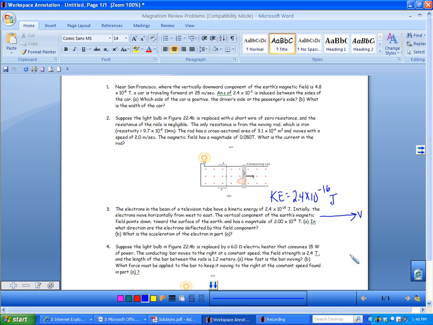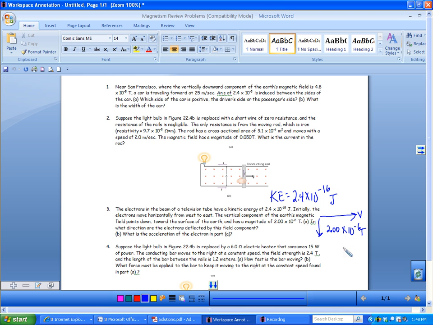And the vertical component of the Earth's magnetic field points downward towards the surface of the Earth and has a magnitude of 2 times 10 to the minus 6 Tesla. And part A says, in what direction are the electrons deflected by this field component?